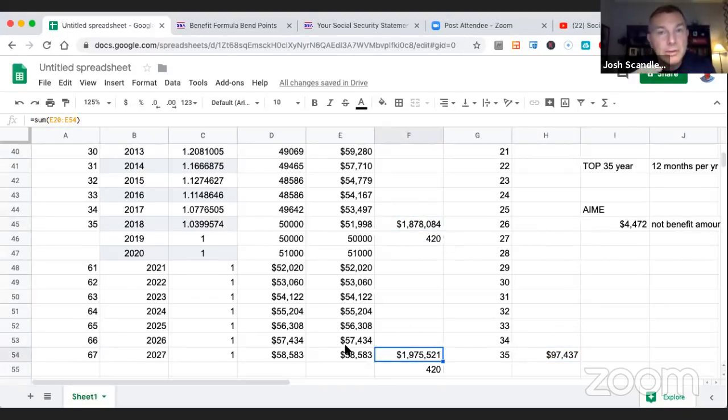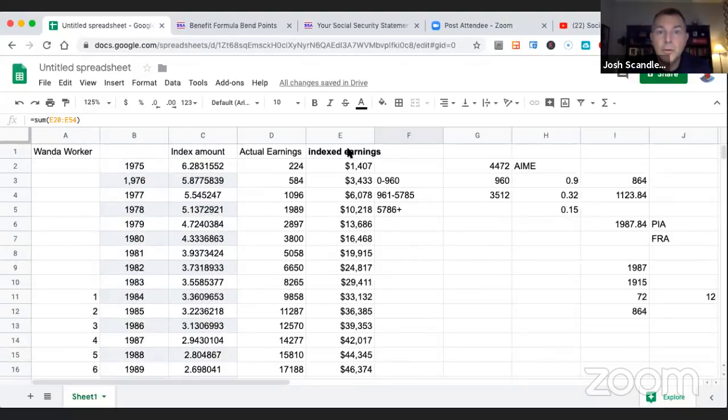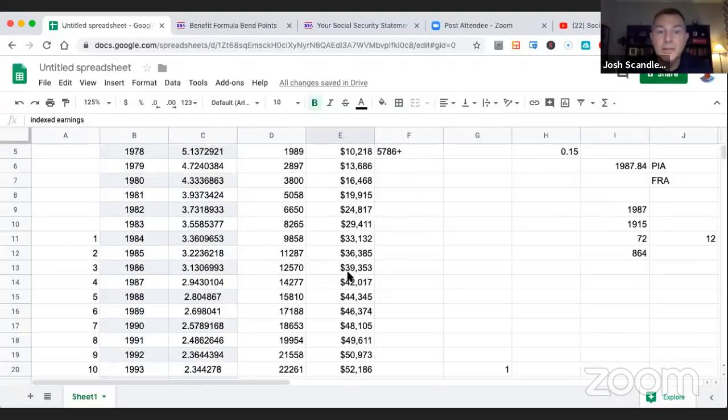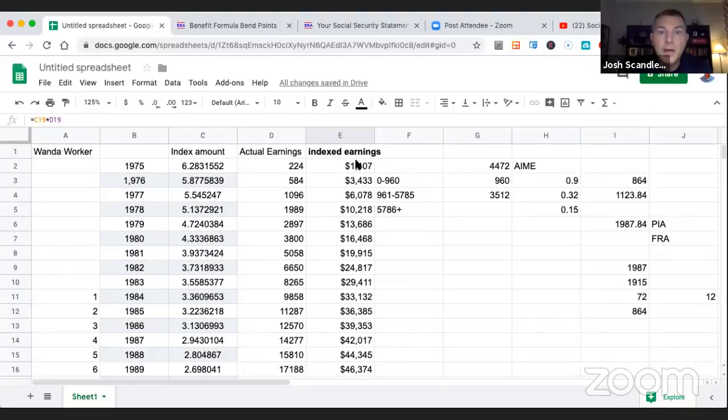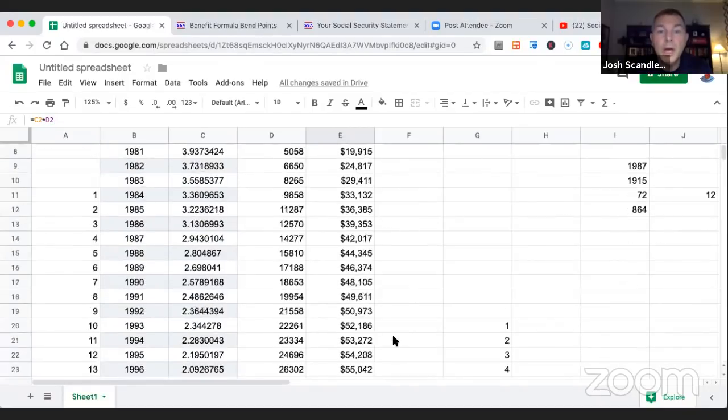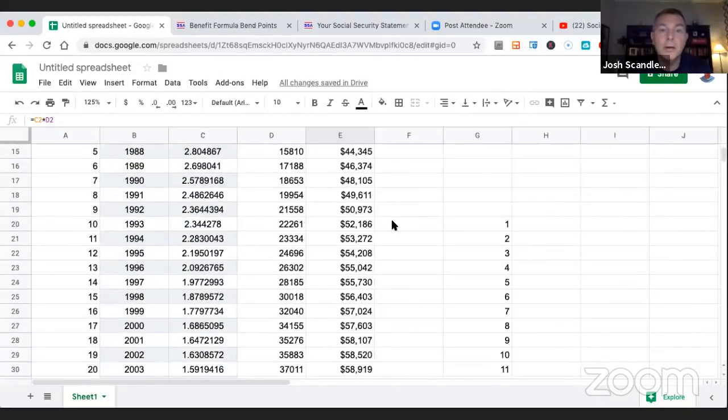And the way we do that, again, we take the top 35 years of work. So what happens here is any year that's not 50,000 in her total index earnings, we just get rid of. So in this case, we get rid of all these years from 1992 all the way down to 1975. None of those years go to her record at all, none.